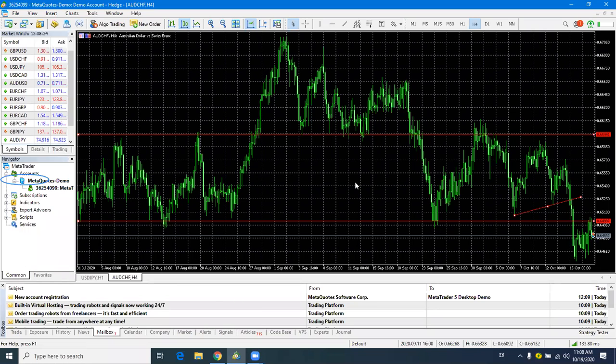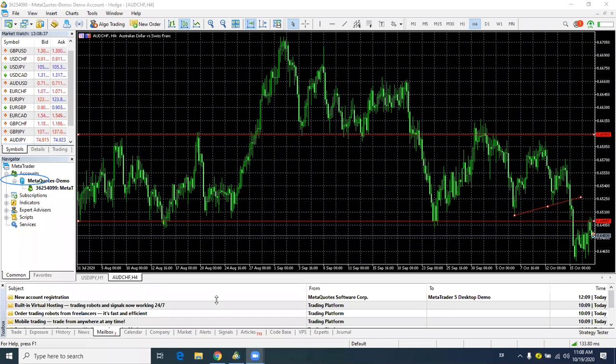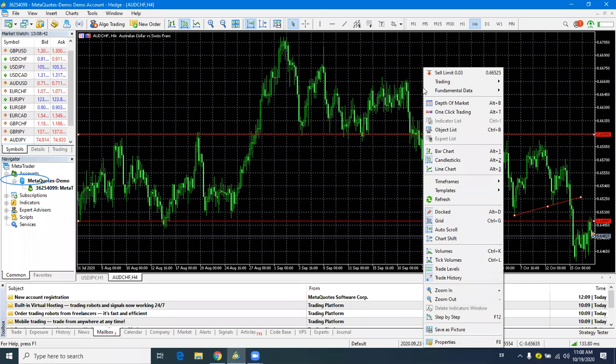Now, if you want to customize your chart, I know you'll be wondering, why is this place looking very, very different? If you want to customize your chart, it is very easy. Right click on this page. This is MT4 for PC, for those of you that have your laptops. Go straight down to properties.